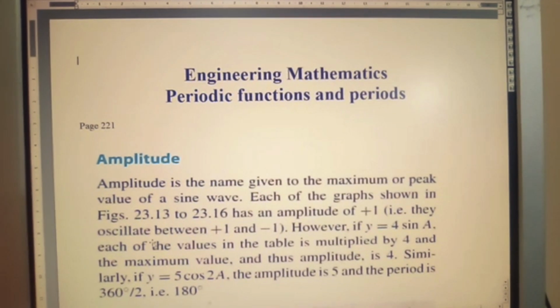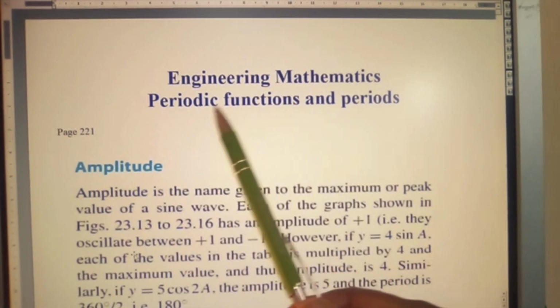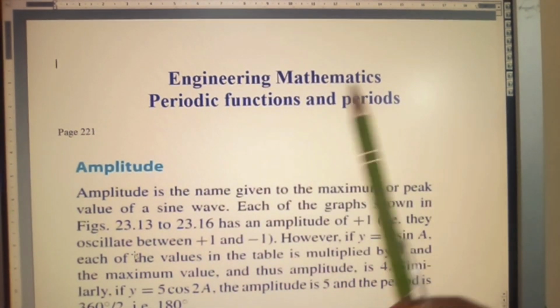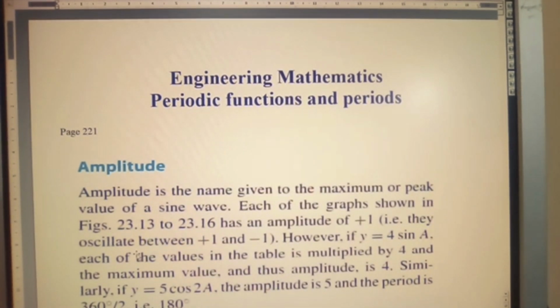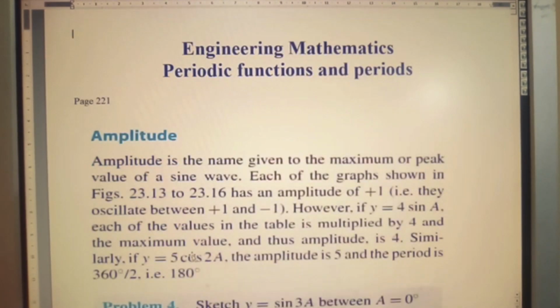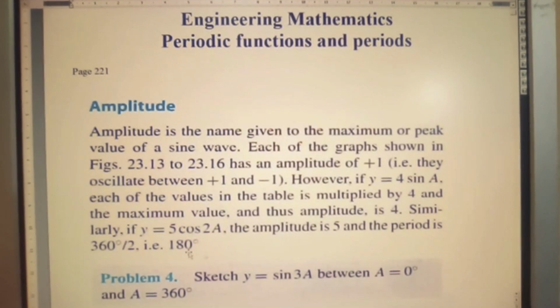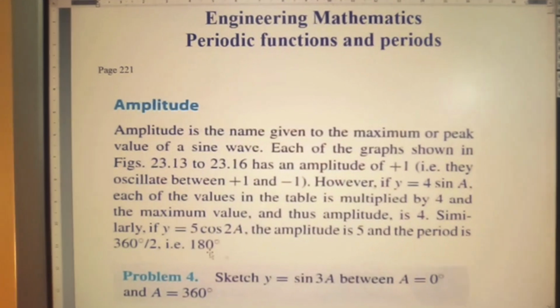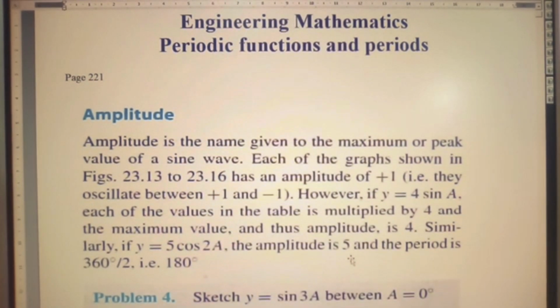Good morning. What we're going to look at is engineering mathematics, periodic functions, and periods. What I want to look at here first is the amplitude. I was going to put this in a different way, but I think it's important that most of you look at this information and read it for yourselves so that you can comprehend your own style of learning.